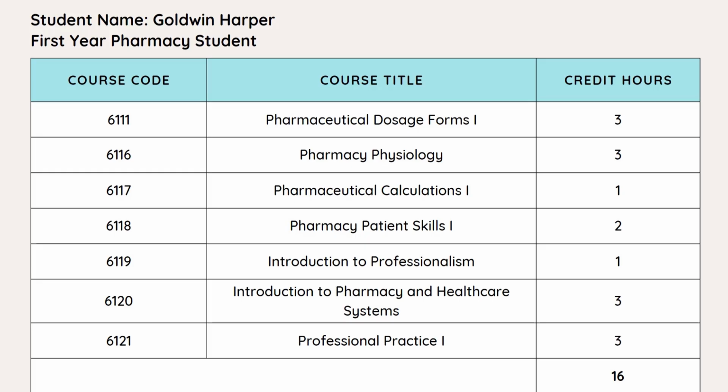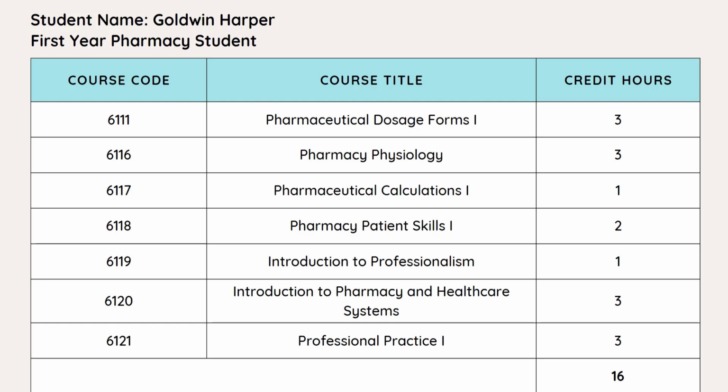But before then, let me just give you a hypothetical scenario, which would be a very good illustrative point to use throughout the entire tutorial. So for illustrative purposes, we are going to assume that we have a student named Goldwin Harper. Now he is a first year pharmacy student, and Goldwin is taking 7 courses in the fall semester of his first year in pharmacy school.